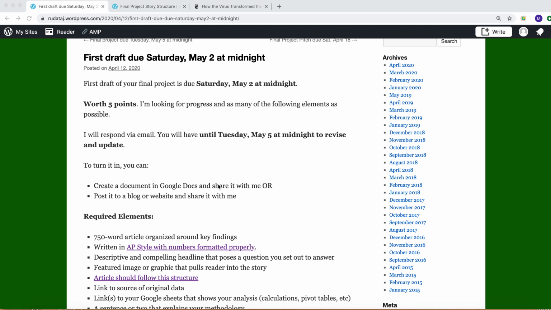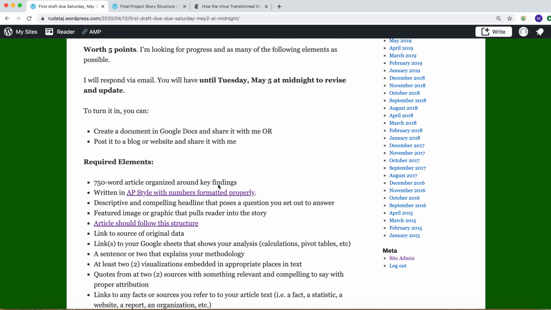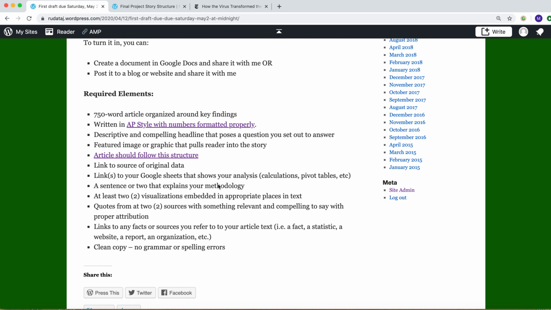For your article, you can put it in a Google Doc and share it with me, or you can post it to a blog or website and share the link with me. So either one is fine. Again, I'm looking for around 750 words, AP style, and these elements here. But what I want to talk about a little bit is your structure, the structure that your story should follow.